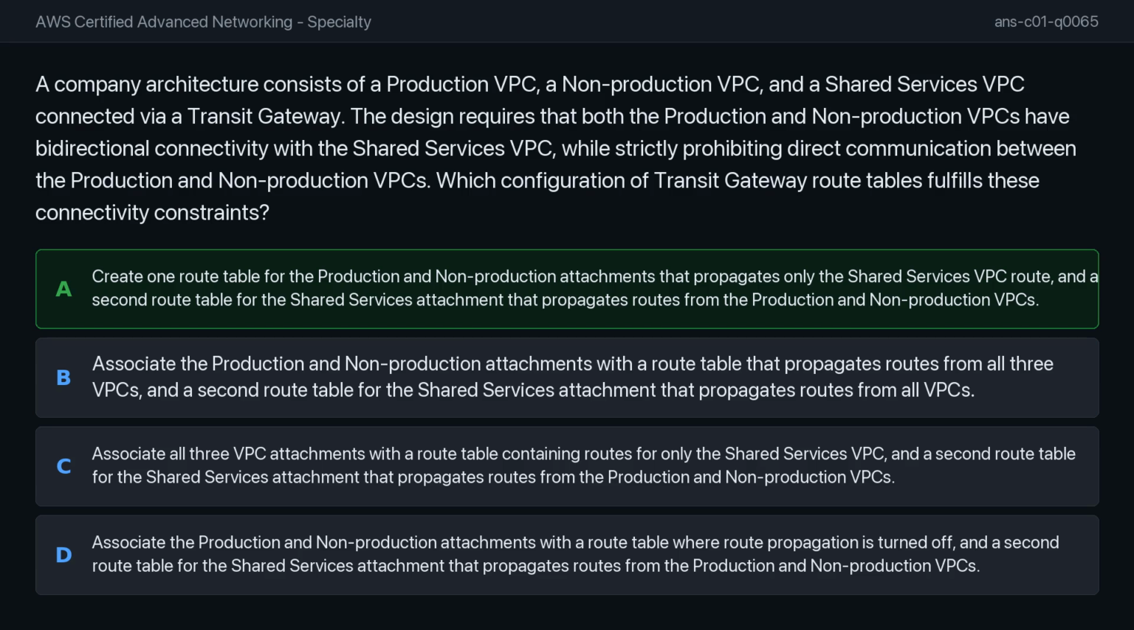In the second route table, which is associated with the shared services VPC, we propagate routes from both the production and non-production VPCs. This allows the shared services environment to route traffic back to both. Option B is incorrect because propagating routes from all three VPCs into one table would allow direct communication between the environments. Option C is similarly incorrect, and option D is incorrect because disabling propagation entirely would prevent any traffic from reaching the shared services VPC.